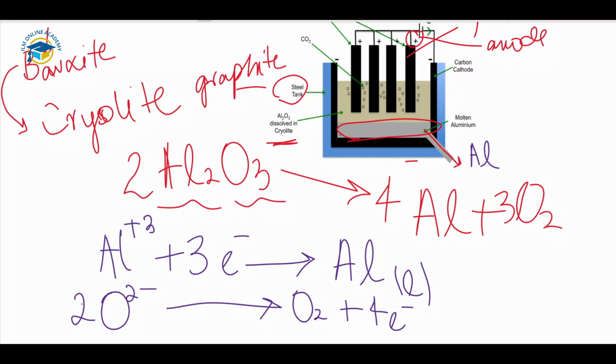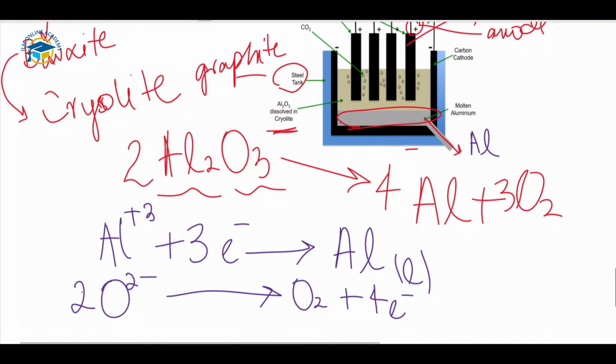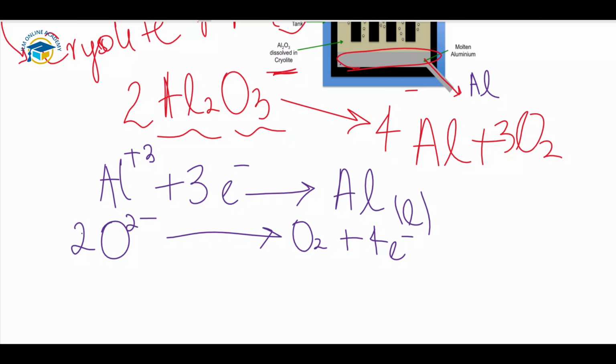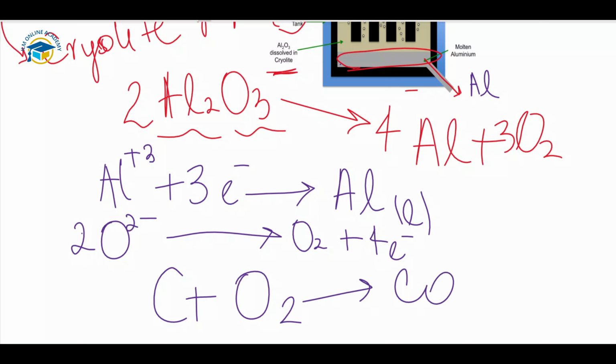So oxygen gas is being produced, and since the electrodes are made of carbon or graphite, which is a form of carbon, the oxygen reacts with the carbon present at the electrode and forms carbon dioxide, CO2, like this, as there is enough activation energy for the reaction to occur because of the temperature of the cells.